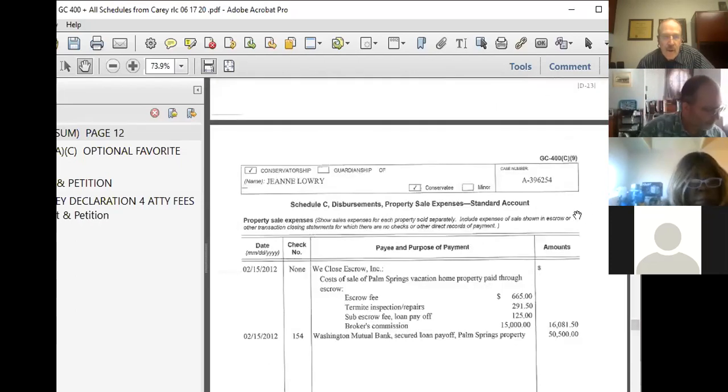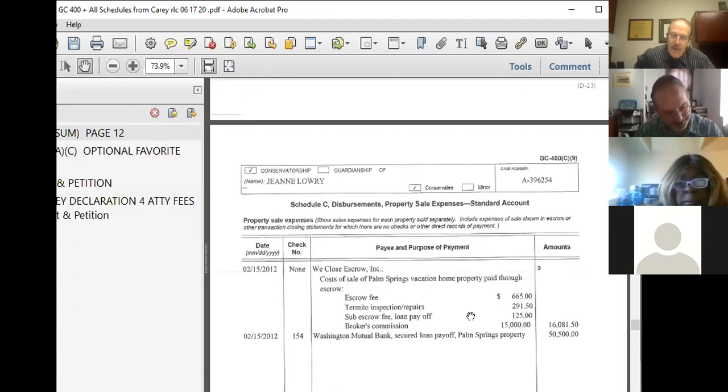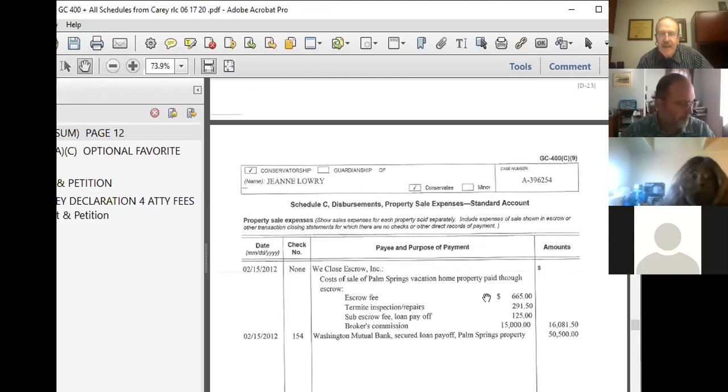All right, so now we're looking at the GC-400, page C9 in the upper right, and we're showing the cost to sell the house in Palm Springs. So this is where all the expenses are coming out that I mentioned earlier, and these normally would be the non-recurring closing costs from the escrow final closing statement. Make sure you get the final closing statement, because clients on property sales come in and give me a preliminary or tentative escrow, and you have to get the final, because it may change quite a bit before the escrow is completed.